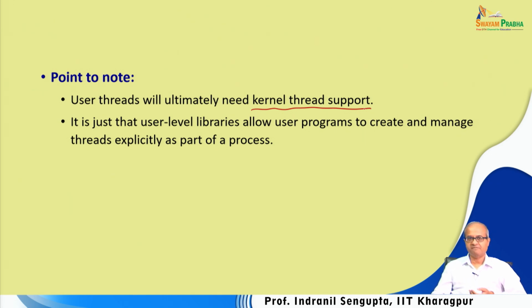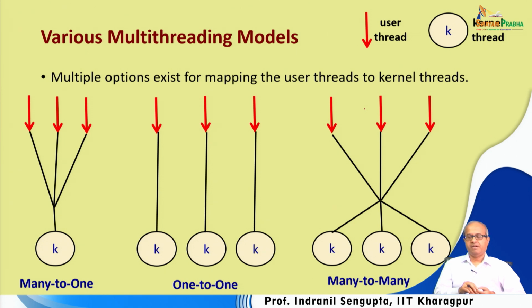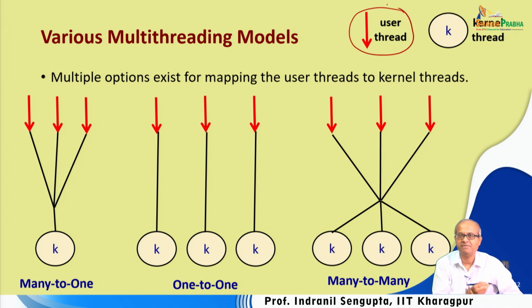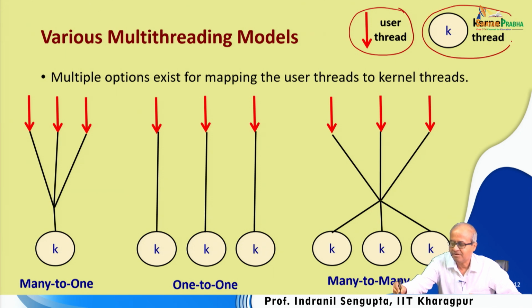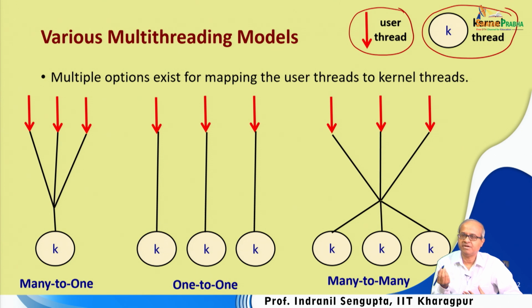Okay. Fine. Now, let us look at the various multi-threading models, like there are user level threads and kernel level threads. In these diagrams, this red arrow we are using to represent a user thread, and this circle with K written inside indicates a kernel thread.